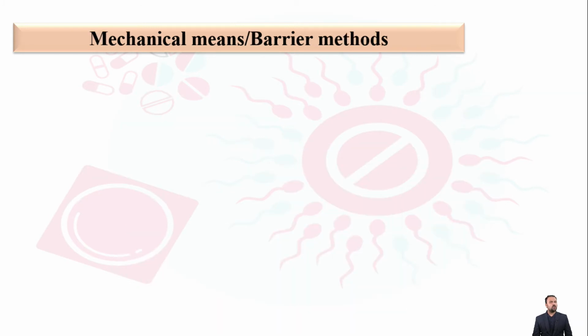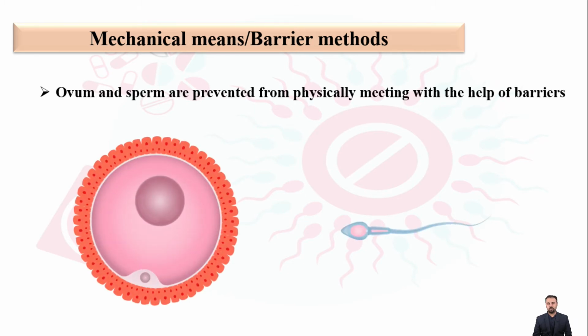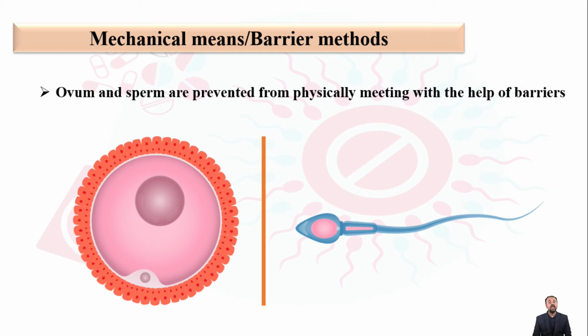Next, students, let us talk about the mechanical methods or the barrier methods. As the name is suggesting, in these methods, a barrier is used to prevent the meeting or the fusion of the male and female gamete. Students, the ovum and sperm are prevented from physically meeting with the help of certain barriers. I am talking about the use of certain devices known as cervical caps, condoms, diaphragms, etc. These barrier devices are available for the use of both males and females.